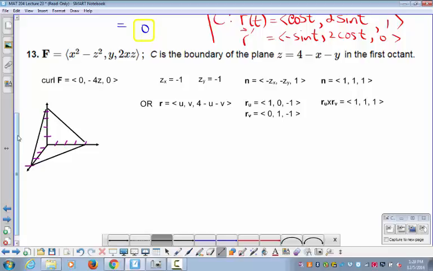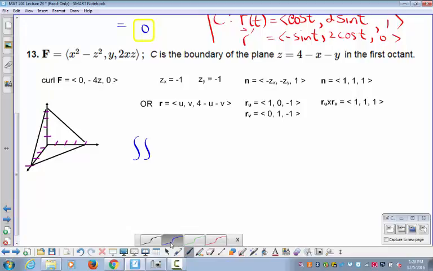Z happens to be given to us as a function. So we have 2 choices. We can parameterize it like this, u, v, 4 minus u minus v, find r sub u and r sub v and cross them. But because our surface is given to us as a function, we could also use minus e sub x, minus e sub y, comma 1, and we get the same exact formula. Okay, so the goal of this question was to integrate the curl of the function dotted with n over the surface.